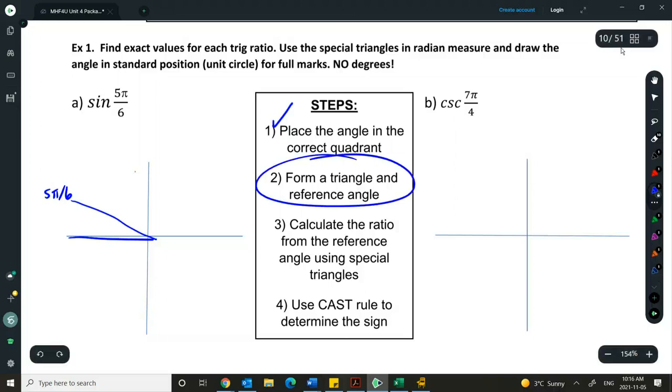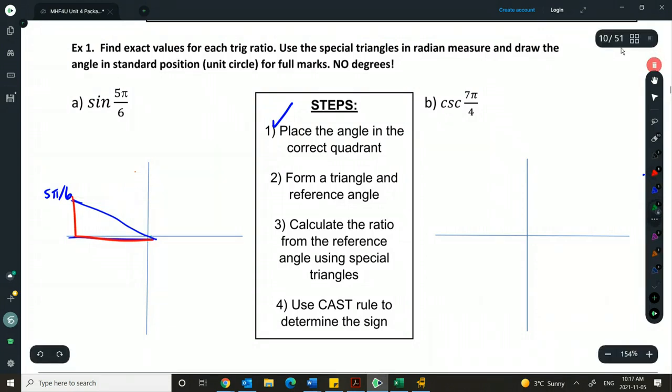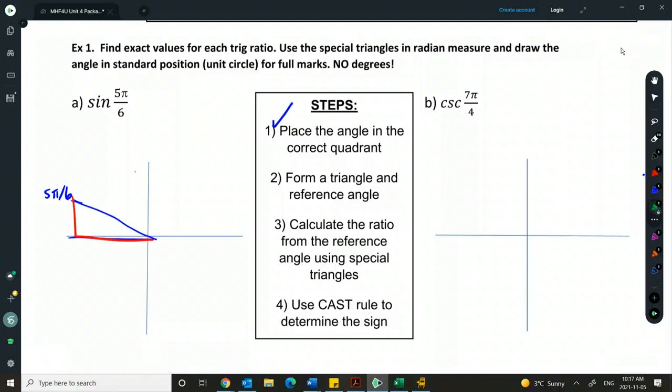Form the triangle and the reference angle. So we always form the triangle. Do I form my triangle this way, or do I form my triangle this way? Which is the correct option, red or green? Red. We always form the right angle triangle with the horizontal line. So you're going to make your right triangle with that horizontal there.